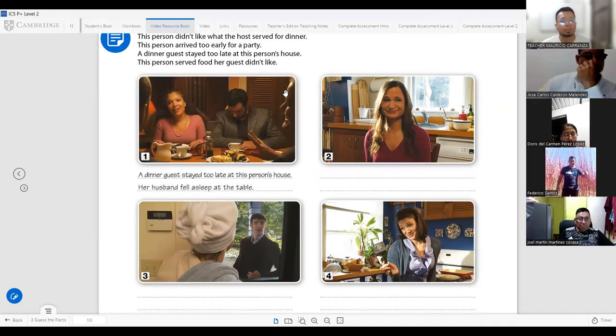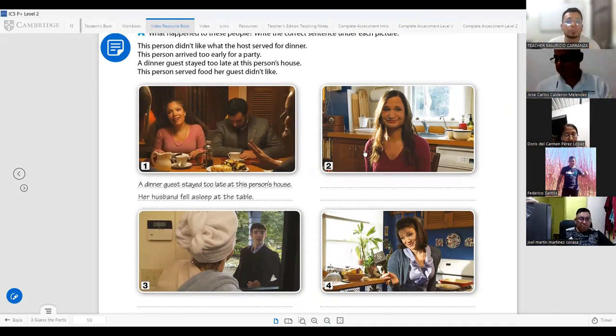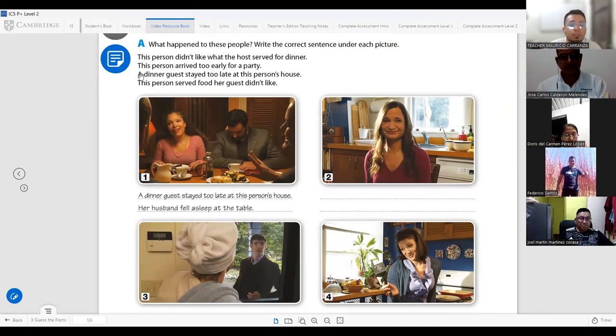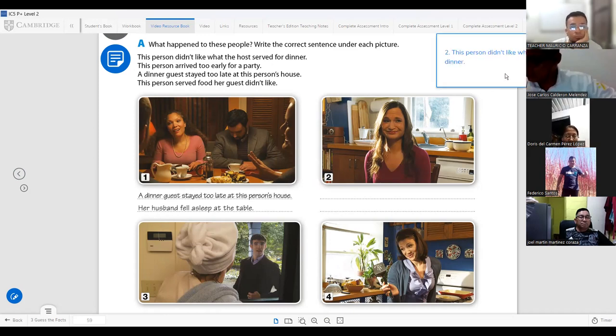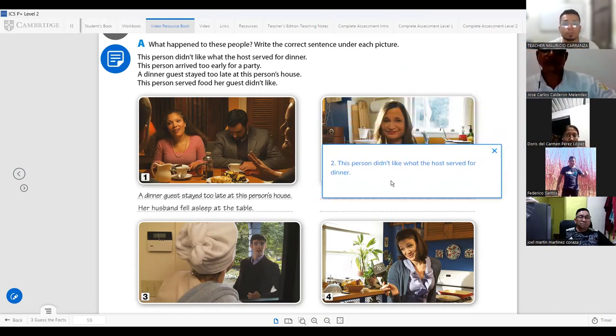Okay, so let's check. In picture number 2, what is the correct sentence to add? Her husband fell asleep at the table. That is picture 1, right? Sorry, for the second one, this person didn't like what the host served for dinner. That's correct. The person didn't like it.